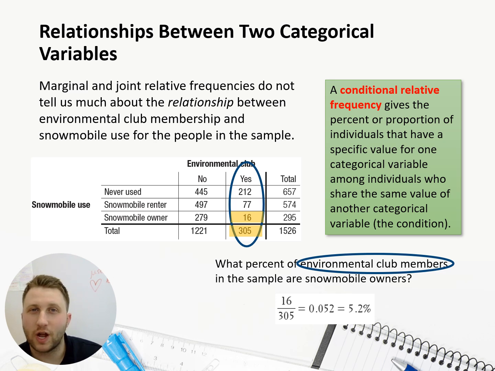And last but certainly not least, we can look at a conditional relative frequency where you're looking at both of the variables, but one at a time. And so the idea here is you're going to take a joint frequency and divide by a subtotal. So in this example, we can look just at the people who are members of an environmental club and ask ourselves the question, what percentage or proportion of them own snowmobiles? Again, we're going to take the number of people that both own snowmobiles and are members of an environmental club and divide that joint frequency by just the subtotal, the number of people that are members of an environmental club.